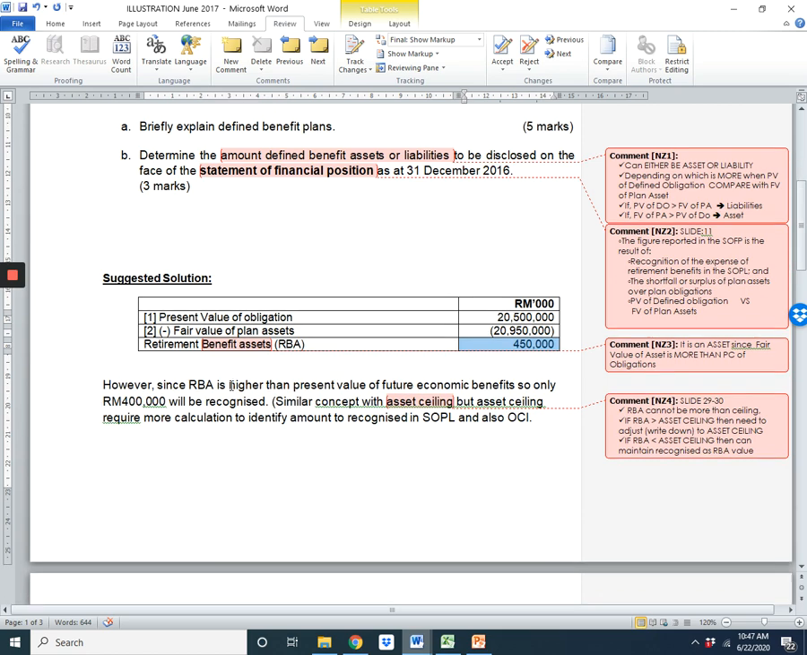Okay, so since you have present value of future economic benefit is only 400,000, you need to only show 400,000 as your retirement benefit asset. Retirement benefit asset cannot be more than the ceiling. If retirement benefit asset sahaja, kalau obligation ataupun liability tak ada masalah. Asset ceiling, then need to adjust, write down to asset ceiling. Katakanlah write down maknanya 450,000 tak boleh tunjuk 450,000, perlu tunjuk 400,000 sahaja.